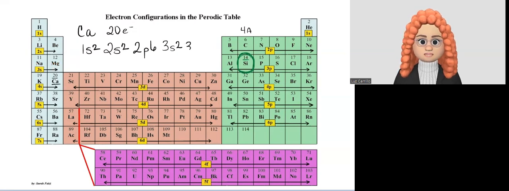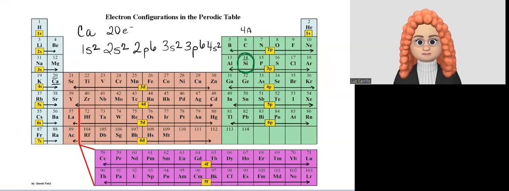followed by 3p6, which are these. And lastly, 4s2, which you can see are the boxes that lead us to calcium. To corroborate that I have the correct electron configuration, I can take 2 plus 2, that's 4, plus 6, that's 10, plus 2, that's 12, plus 6, that's 18, plus 2, that's 20, where the 20 electrons for calcium live.